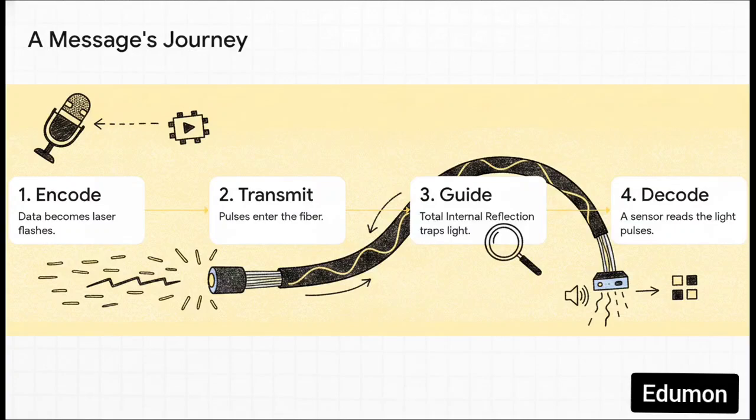Then those pulses are fired into the fiber. Total internal reflection takes over, keeping them bouncing perfectly along the path, even when the cable bends. And finally, at the destination, a sensor decodes those light pulses back into the original information. It is so elegant, so simple, and it all happens at pretty much the speed of light.